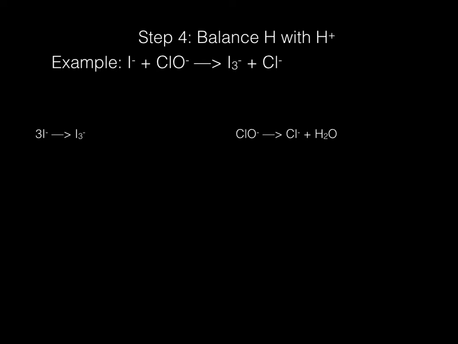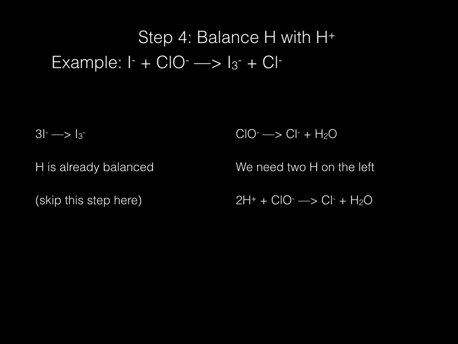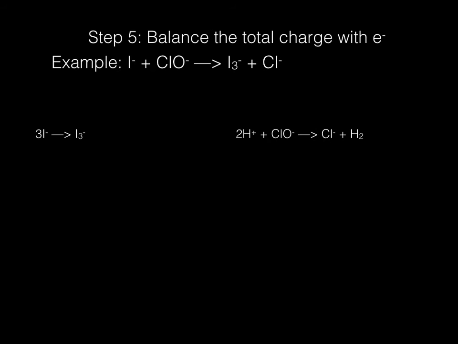Step 4, we balance the H with the H⁺. Obviously, there are no hydrogens in this left reaction, so we just skip it. If you take a look at the half reaction on the right, we need 2 hydrogens on the left because H₂O has 2 hydrogens, so we add 2H⁺ on the left.